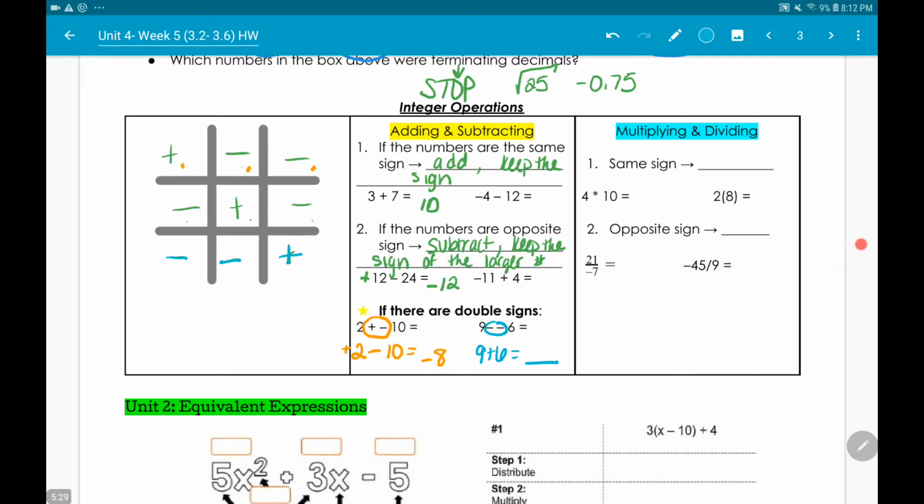Multiplying and dividing, this one's pretty cool. If we have the same sign, it's always going to be positive. So 4 times 10 is 40. They're both positive, so 40 stays positive.